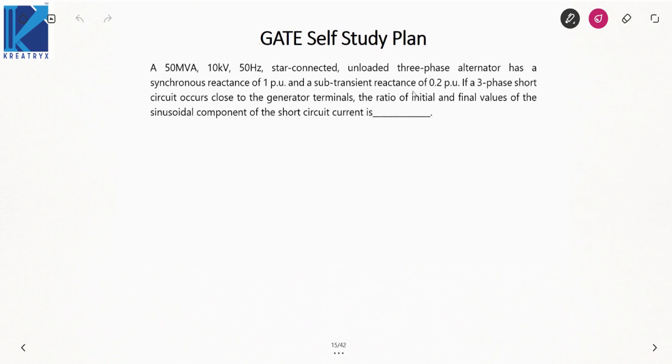Next one. A 50 MVA 10 kV 50 Hz star connected unloaded 3-phase alternator has synchronous reactance 1 pu, sub-transient reactance 0.2 pu. If 3-phase short circuit occurs close to the generator terminal, find initial and final value of sinusoidal component of short circuit current. See, it is again saying unloaded, which means EMF can be assumed as 1 angle 0 degree pu. The initial current is also called as sub-transient current.